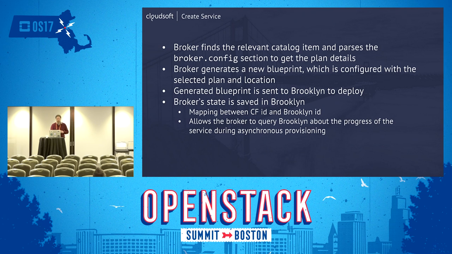The state of the broker is stored in Brooklyn in a particular entity called the repository. We'll talk a little bit about entities in a moment. This simply stores the mapping between the Cloud Foundry ID and the Brooklyn ID so that the broker can query the state of the particular running service at any point during asynchronous provisioning or update.